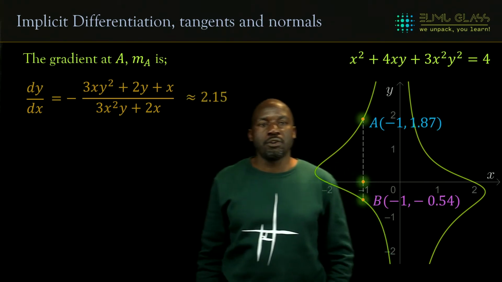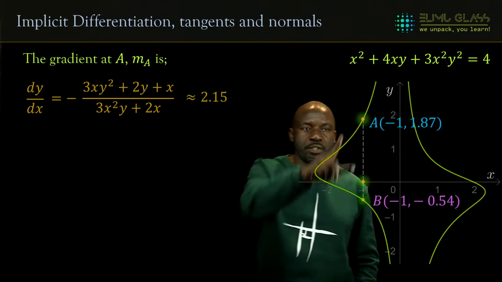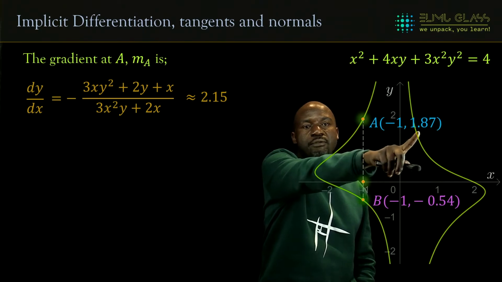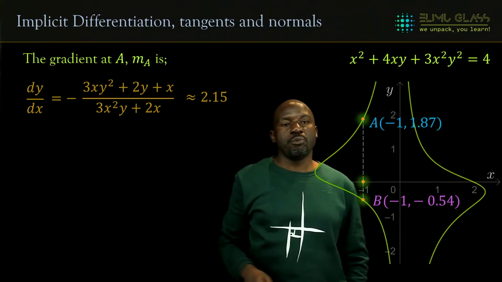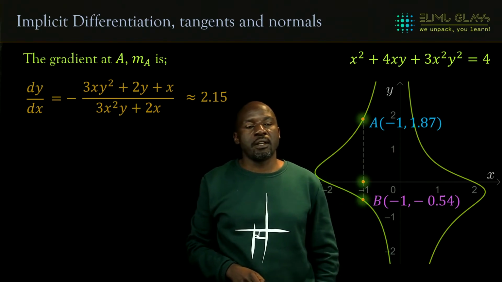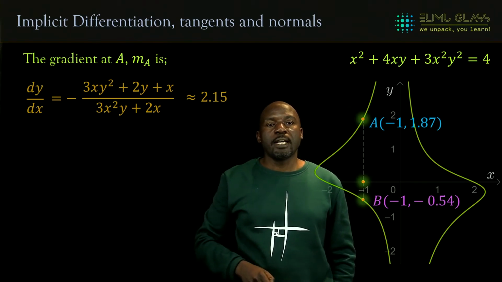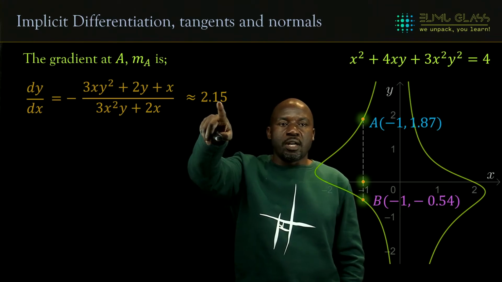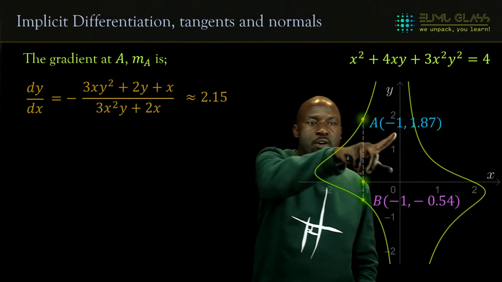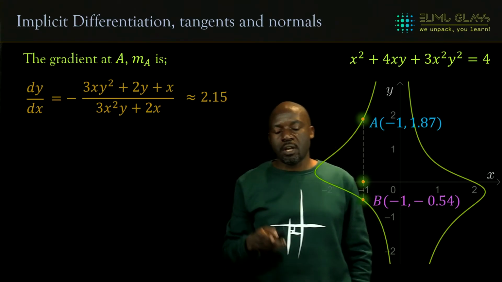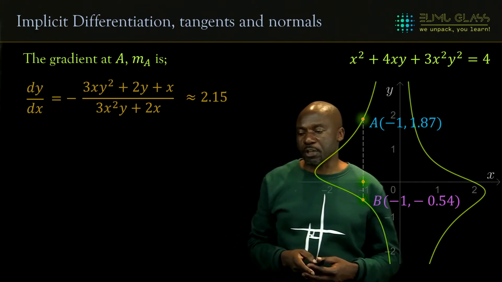If you do so, you should find by simply substituting the value of x and the value of y in here, you should be able to get that the gradient at that point is approximately 2.15. All right, and now since we know the gradient and we know the coordinates, we can find the equation of the line that passes through point A.